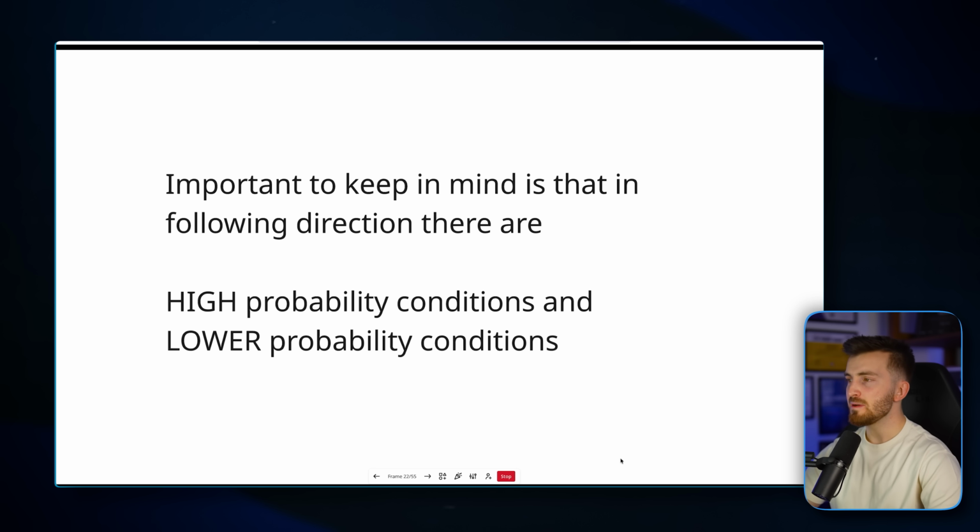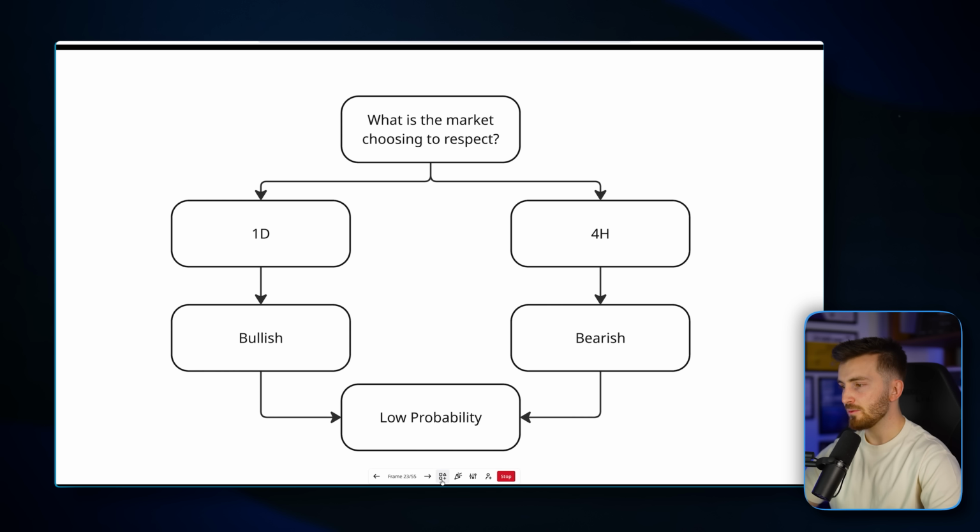And it's important to keep in mind that when we're following the direction, there are high probability and lower probability conditions. So for example, if the daily is bullish, yet the 4-hour is bearish, then this is going to be lower probability conditions.